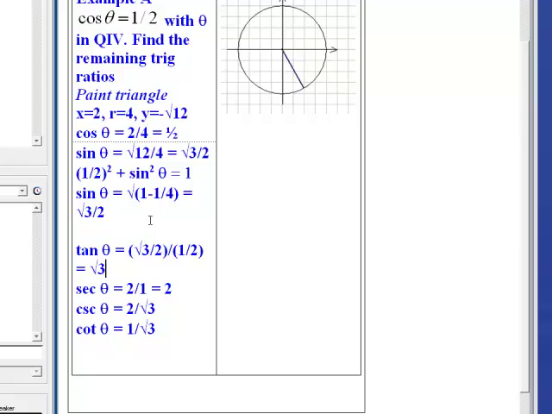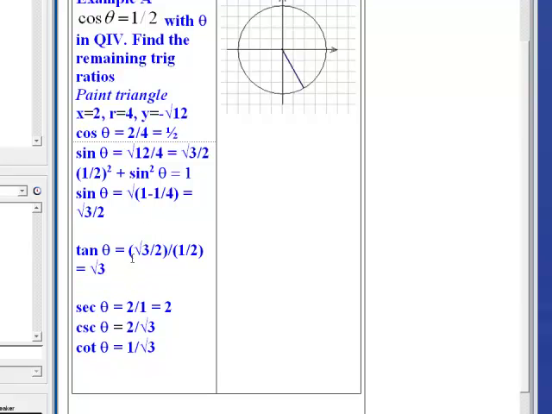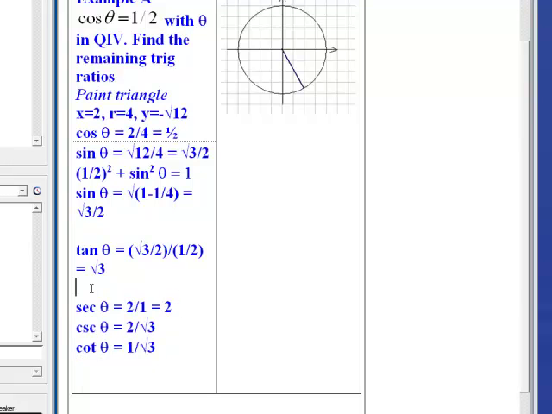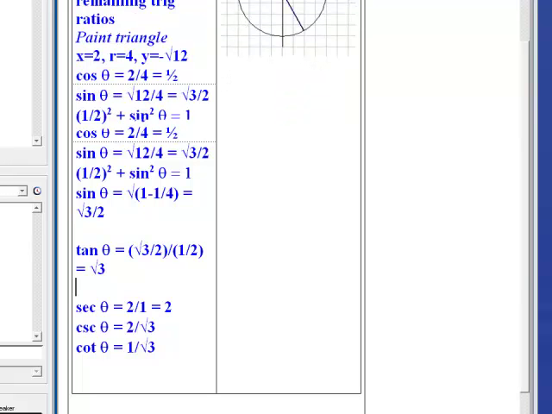And then for the tangent, we used the ratio identity for sine and cosine, and then we simply use the reciprocal identities for the other three. With that, I'm concluding this lecture on basic identities.